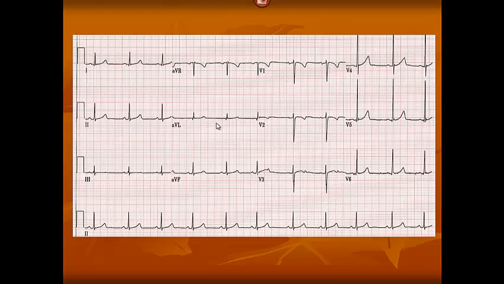Now, when looking at a 12-lead EKG, there are a few areas that must be known. First of all, the standard 12-lead EKG is a 10-second strip. This EKG is basically a full strip. I actually tried to gather the full rhythm strip.